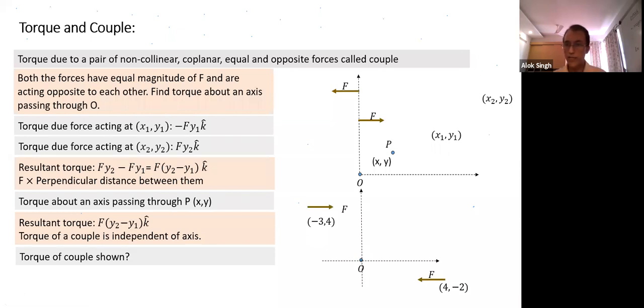Then we find the torque of the figure. Here in the figure, I've shown two forces acting. Are they forming a couple? Yes, they are forming a couple because both have the same magnitude and both are acting in the opposite direction. Can we find the torque of this couple? All of you give it a try.